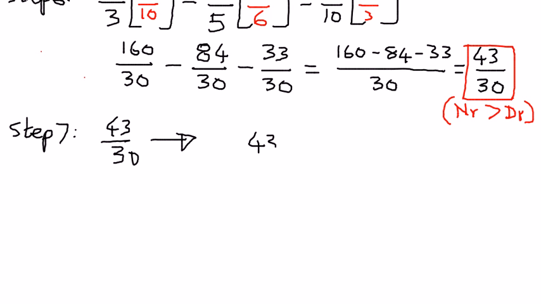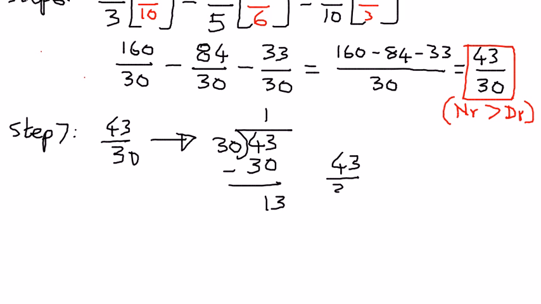We take 43 and divide it by 30. 30 times what number is equal to or less than 43? 30 times 1 is 30. 30 times 2 is 60, so we cannot use 2. So when we subtract 30 from 43, we are left with 13. So therefore 43 divided by 30 is going to be equal to 1 13 over 30, like that.